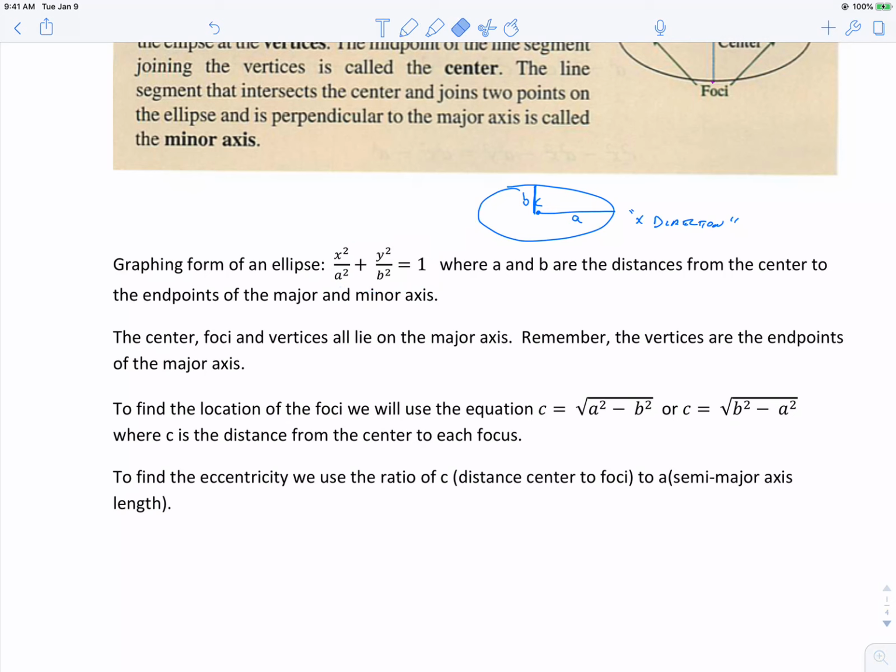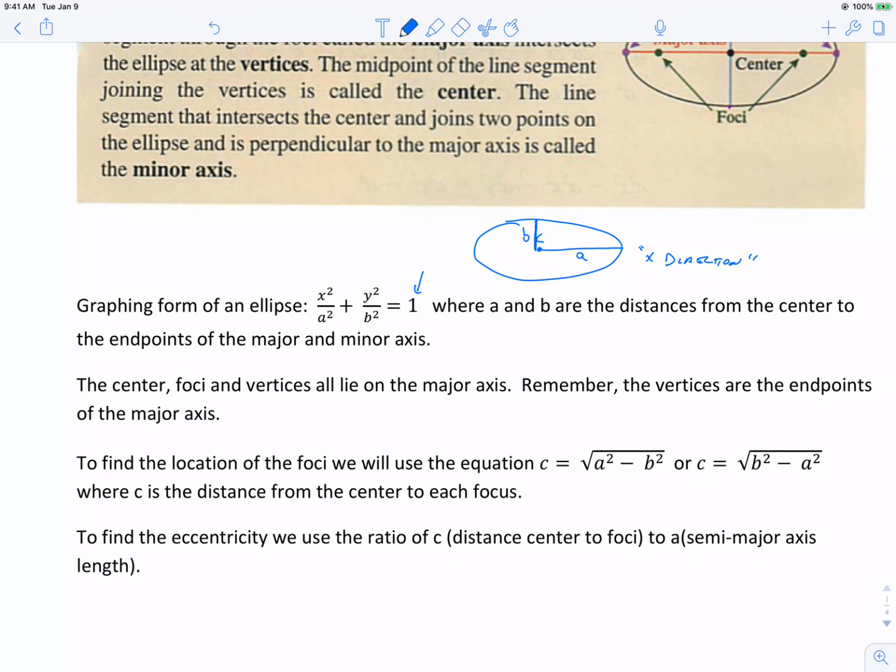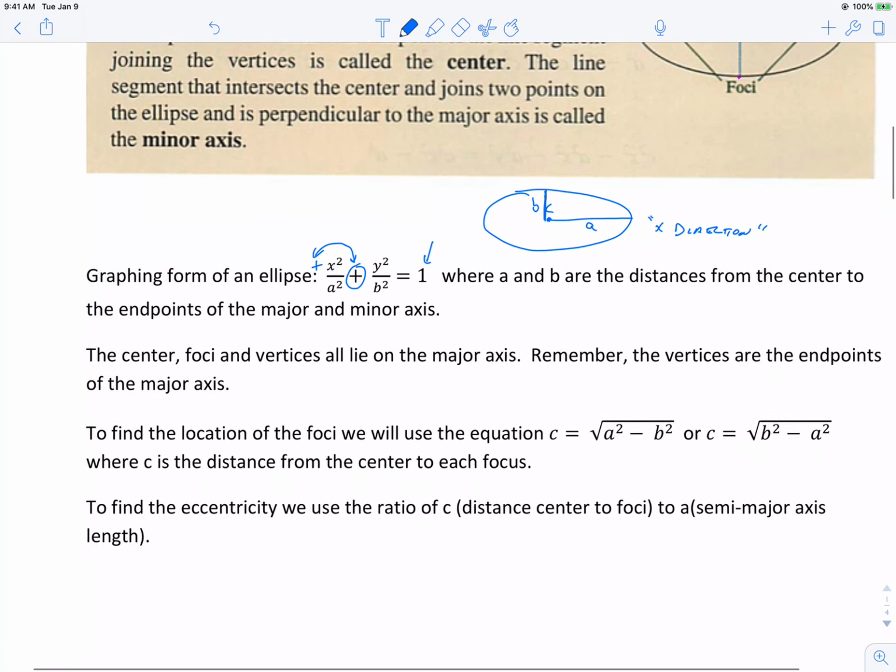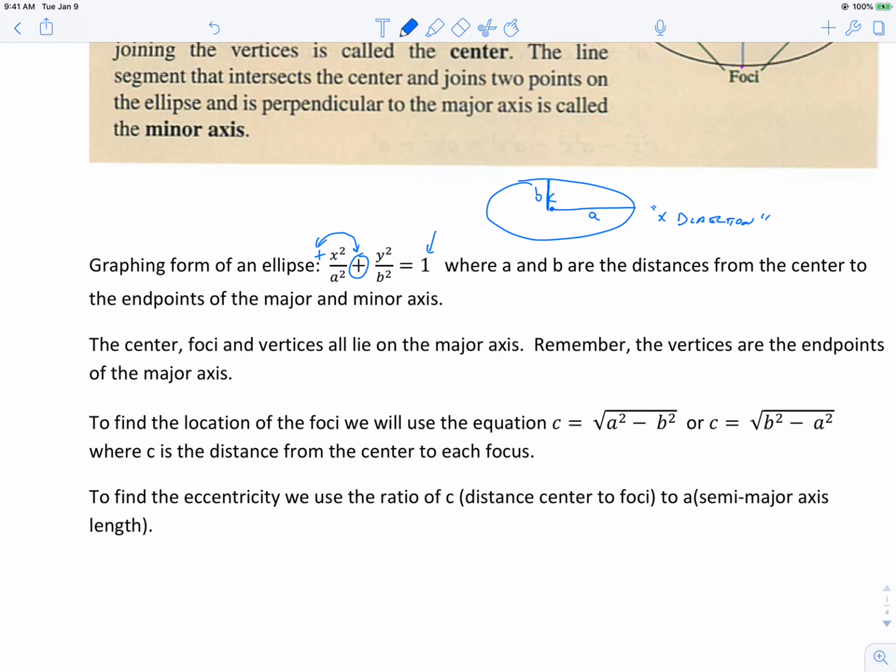All right? Always, always, always equal to 1. And it's always going to be plus because we're assuming our first term is positive. And the whole point of an ellipse is when the A and the C match, right? So the number in front of the X squared is positive and the number in front of the Y squared is positive. So we're looking at these where it's always plus between them and equal to 1.